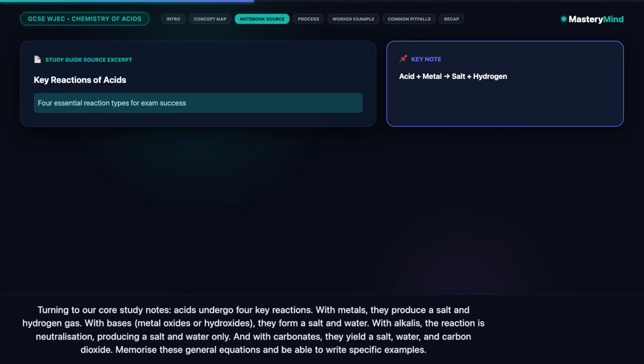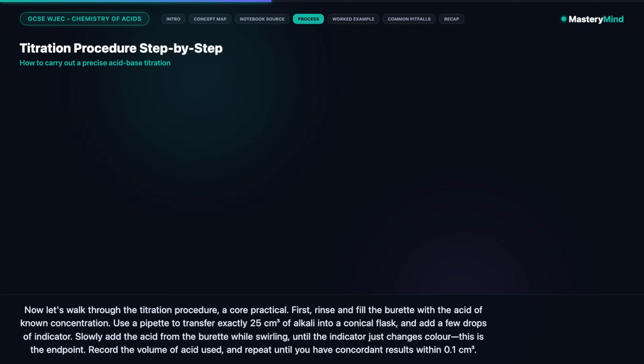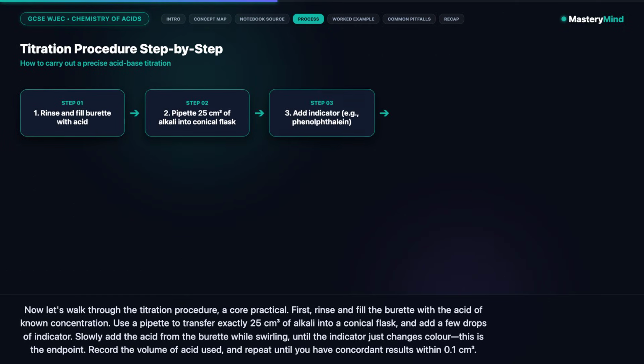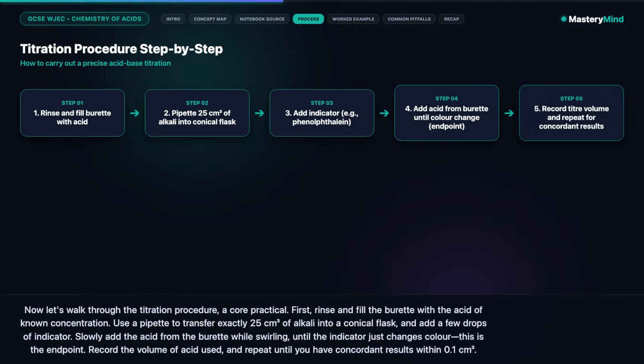Now let's walk through the titration procedure, a core practical. First, rinse and fill the burette with the acid of known concentration. Use a pipette to transfer exactly 25 cubic centimeters of alkali into a conical flask and add a few drops of indicator. Slowly add the acid from the burette while swirling until the indicator just changes color. This is the end point. Record the volume of acid used and repeat until you have concordant results within 0.1 cubic centimeters.